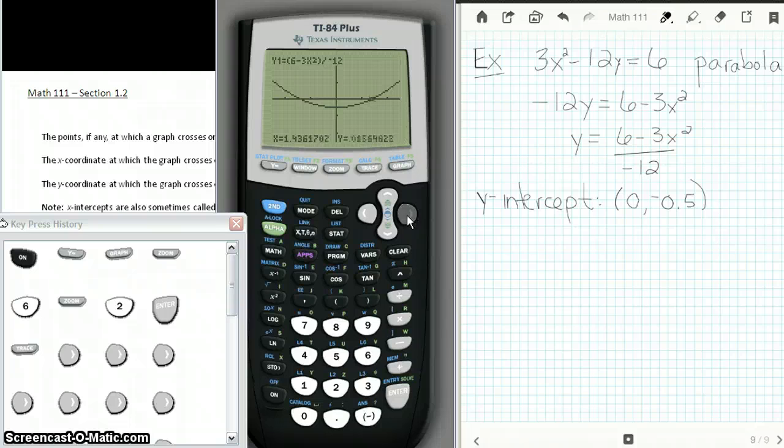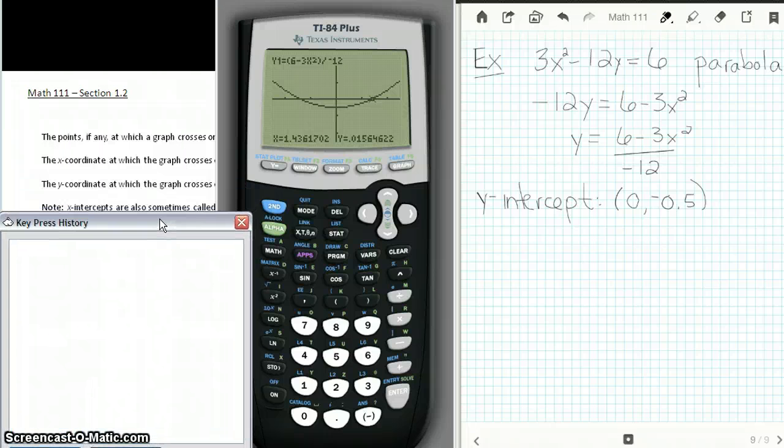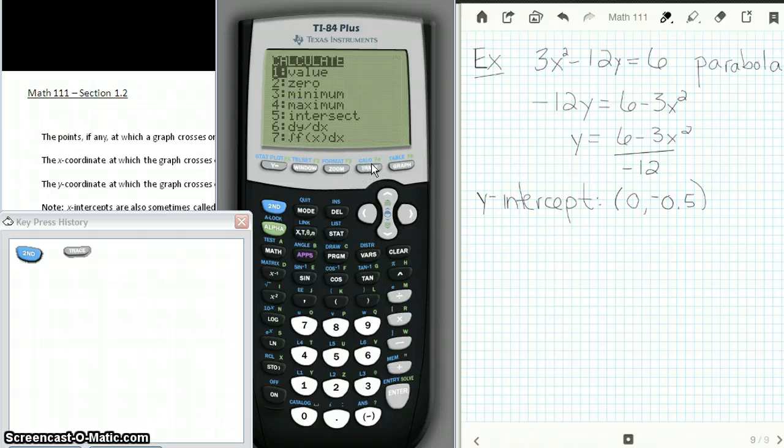Because that x-intercept is going to happen where y is equal to 0, okay? So we don't know what the x value is so that y is equal to 0 and we're on the graph. Well, your calculator can do that for you, so let me clear my key presses so you can see exactly what I'm going to do. So in this calc menu right here above trace, there's actually an option so that you can find out what the x-intercept is. So let's hit second calc, second trace.